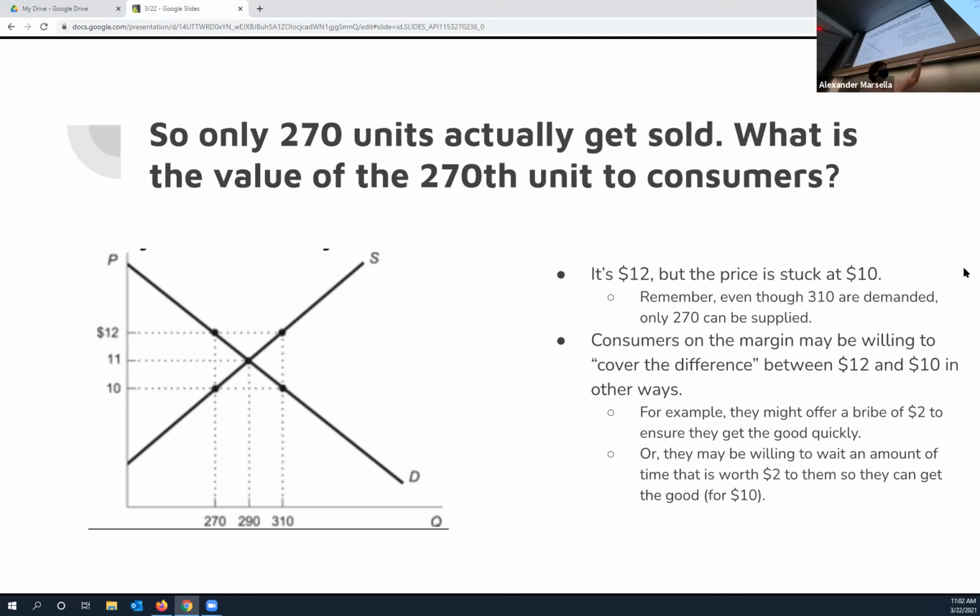We're being forced down to a price of 10, and as sellers, we're only willing to put 270 on the shelf. But again, the demand curve says that the willingness to pay for that 270th unit on the shelf is actually $12. But buyers aren't allowed to pay $12. They have to pay 10. So if it's worth $12 to me, but the price on the shelf is 10, and I don't want to wait in a line, maybe I'd be willing to slip somebody $2 so that I can get the good right away. Slip them $2 in a bribe, buy it for 10, and just walk out of the store without waiting in line.